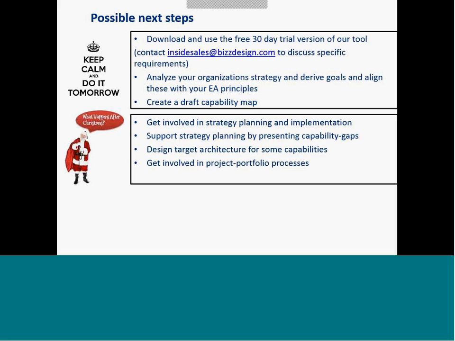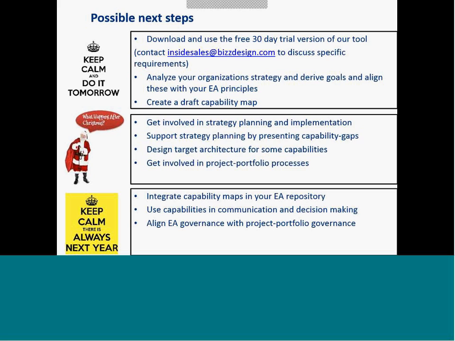It could be a good step forward to get involved more in the project portfolio process. Here, we suggest that capability maps really could become part of the EA repository, and that you start using these capabilities in communication and decision making. You see that really successful EA teams are able to align the decisions made in their enterprise architecture with the decisions made in the portfolio. So we see that the architecture board and portfolio board start to come closer and closer, and in some cases even are the same.